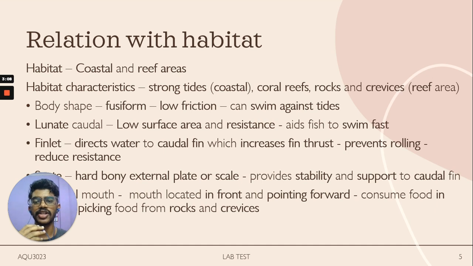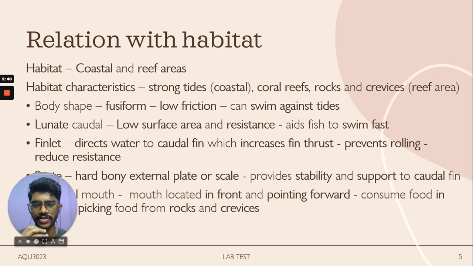The lunate caudal shape allows this fish to swim fast because this caudal shape has a low surface area and resistance. The finlets, however, function in directing water to the caudal fin, which increases the fin thrust, prevents them from rolling and reduces resistance. These key elements are required for these two fish species in order to survive in high tide areas such as the coastal areas.